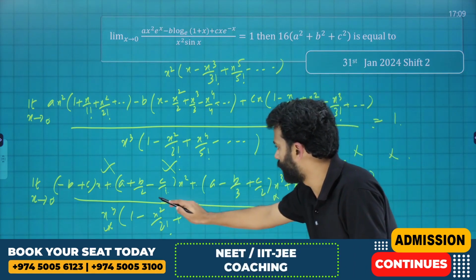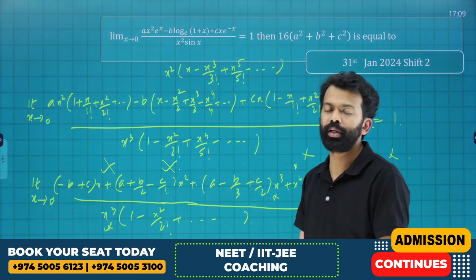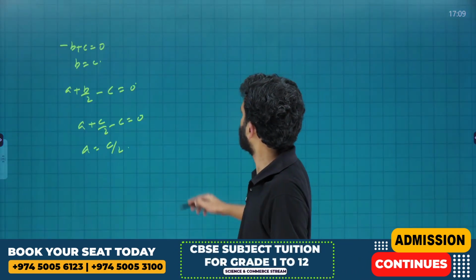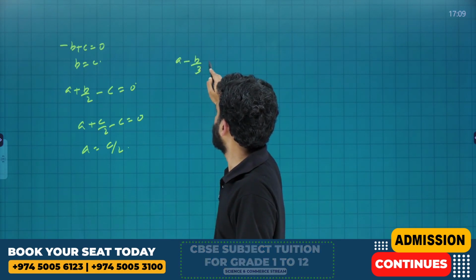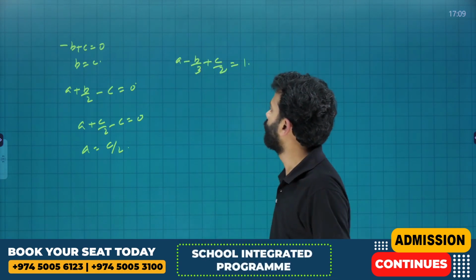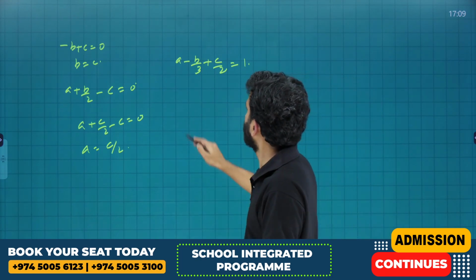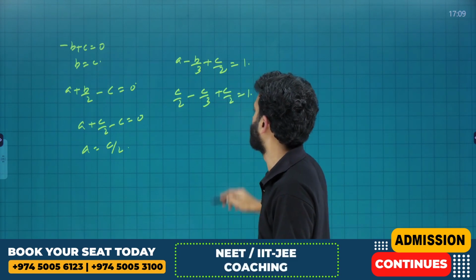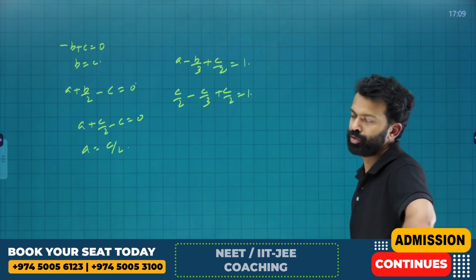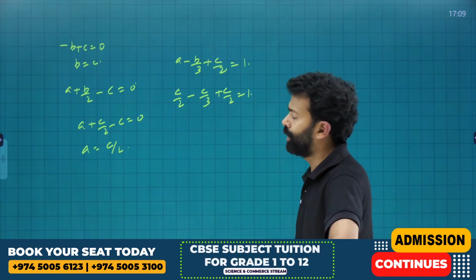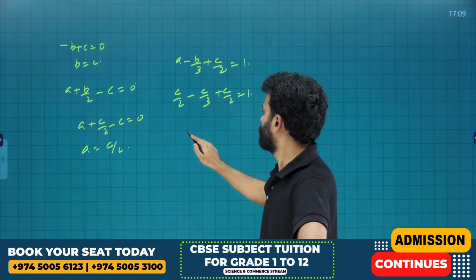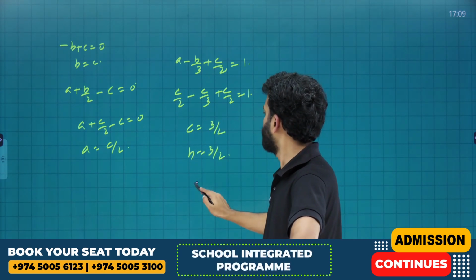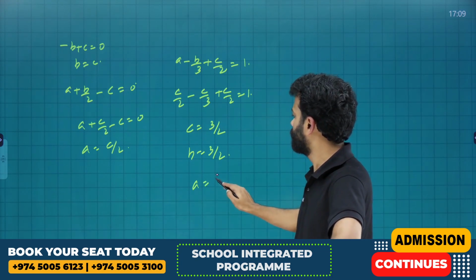Therefore, this divided by 1 should be the final answer, and the value should be equal to what? 1. That is a minus b by 3 plus c by 2 is equal to 1. We can substitute the value here. What is a? a is c by 2, and c by 2 minus c by 3 plus c by 2 is equal to 1. What is c by 2 plus c by 2? That is c. And what is c minus c by 3? That is 2c by 3, that is equal to 1. What is c then? c is equal to 3 by 2. Also b is equal to 3 by 2. And what is a? a is equal to c by 2, that is a is equal to 3 by 4.